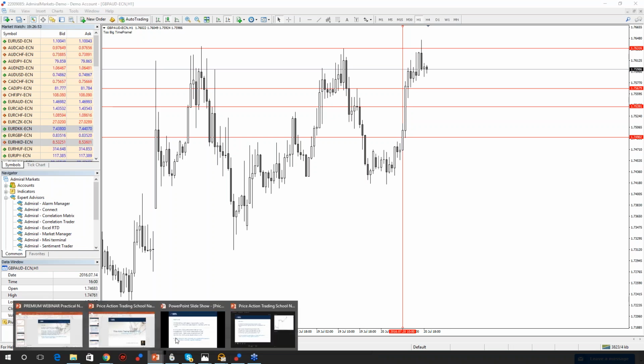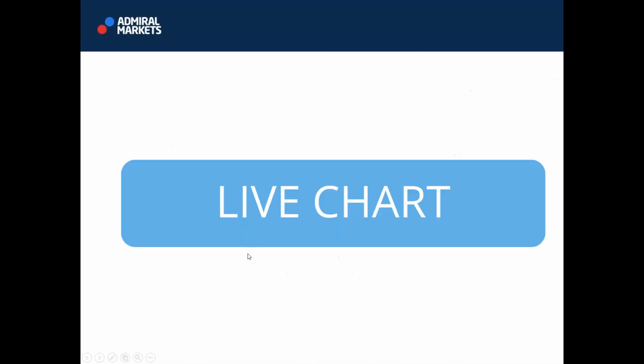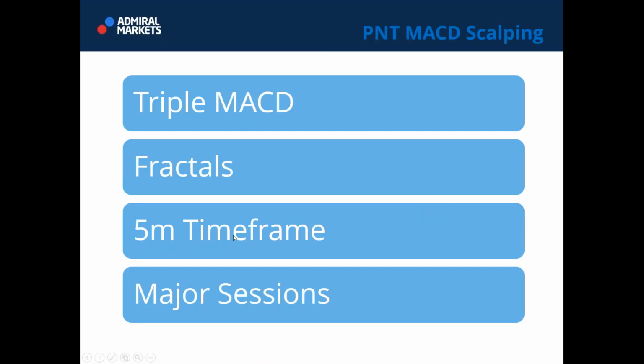Let's use the next slide. Okay, so these are examples. I did it live. So now we go to PNT MACD Scalping. It's triple MACD. We use fractals. We also use my indicator, pivot point, and we use this system on the 5-minute time frame.